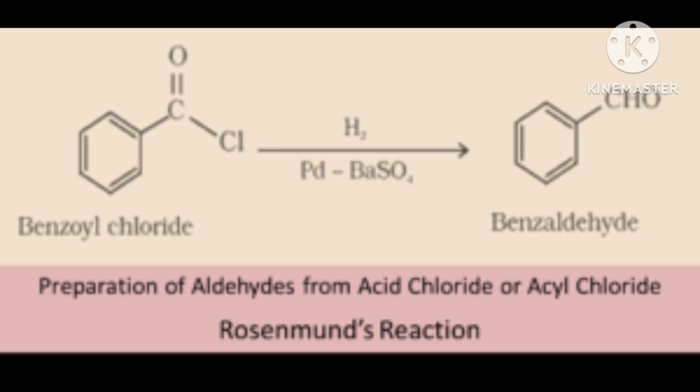D means di, IB means isobutyl, Al means aluminum, and H at the end means hydride. DIBAL, remember, diisobutyl aluminum hydride. Then these nitriles will convert to imines, followed by hydrolysis it will give aldehyde. Same way, RCN in presence of DIBAL-H, means diisobutyl aluminum hydride, will convert to RCHO.